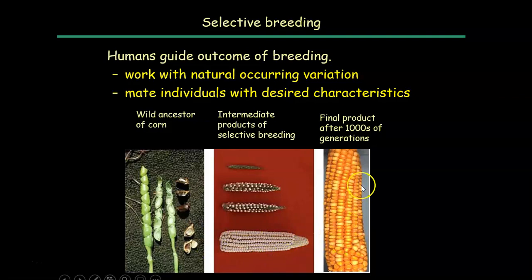Okay, and this is what we have here on the far right, which is what we grow and feed to our domestic livestock, and we feed to each other. Okay, so that's what selective breeding was.